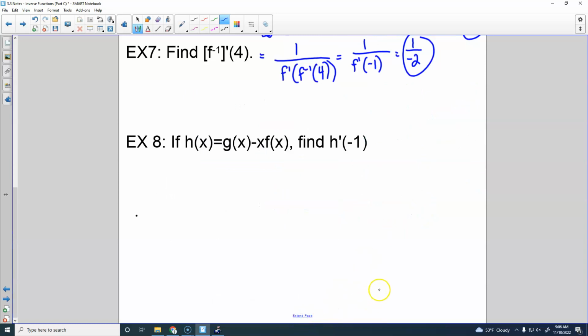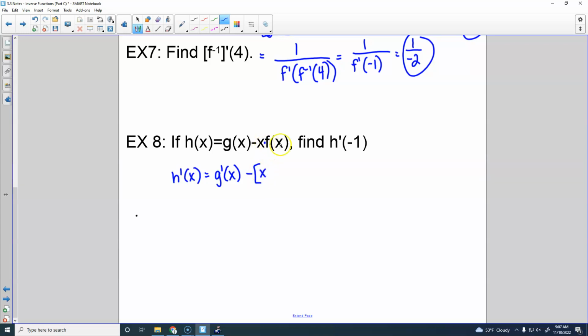All right, this one right here will get you a lot of times. Does this one have anything to do with the inverse? It does not. It does have a negative 1 here, but it's not an inverse notation, right? It's just the number you're plugging in. So for this one, if you take the derivative of this, what's the derivative of g of x? G prime of x. All right, what about the derivative of x times f of x? Got to use the product rule right here. And everybody forgets to use the product rule. But you're going to have to use the product rule here.